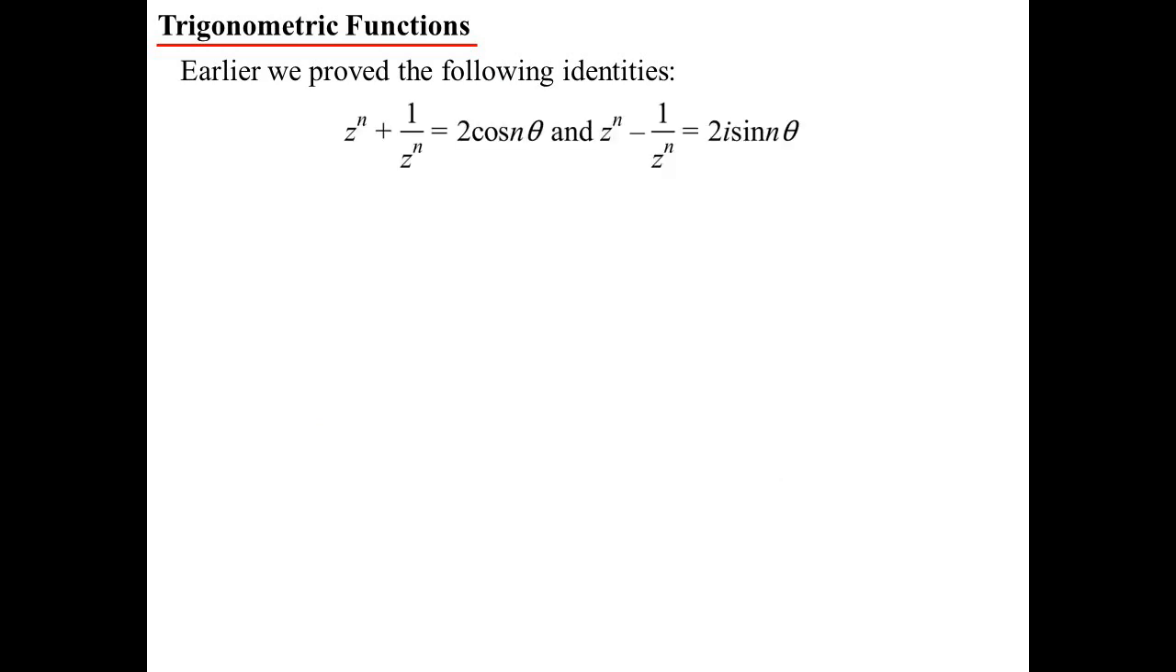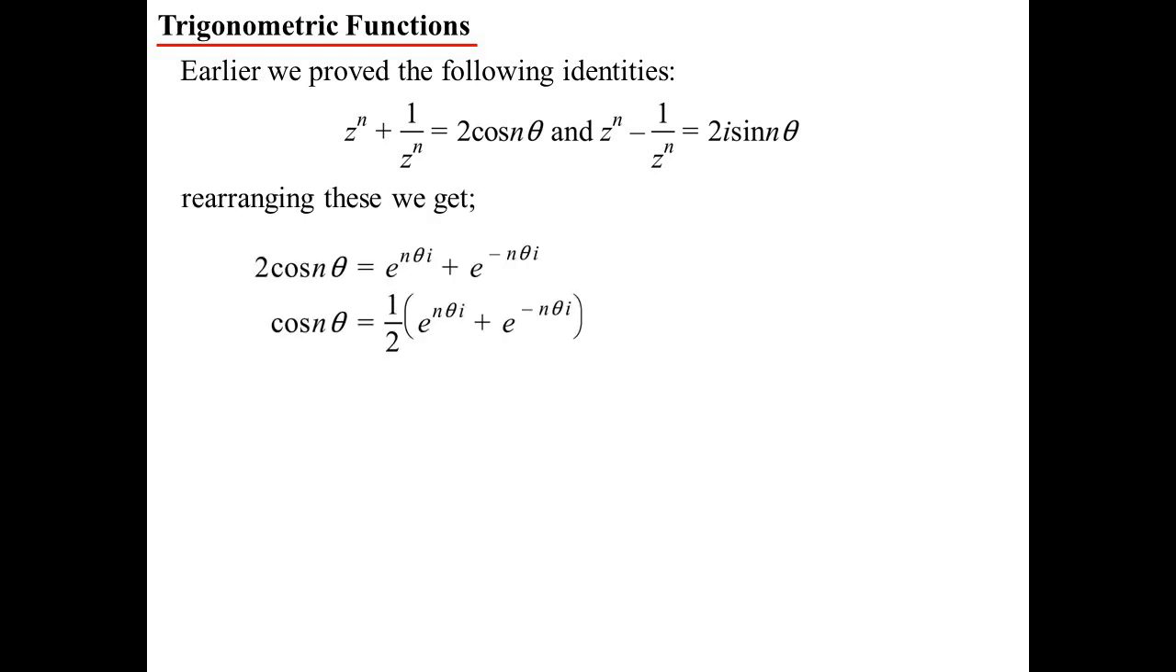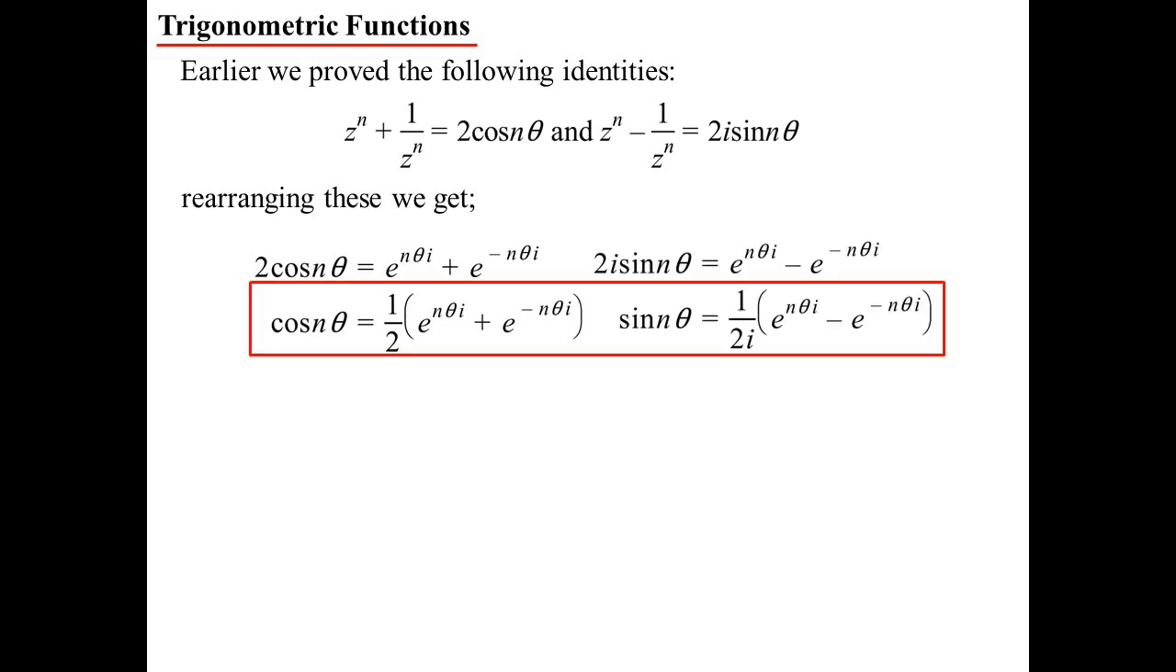So our trig functions, trig identities now. We've got another way of playing with trig identities. Remember these ones we did the other day, really useful. z to the power of n plus 1 on z to the n is 2 cos n theta, and then a similar one for sine. Okay. If I rearrange those, I can make cos n theta the subject, and I'll end up with a half, e to the n theta i plus e to the minus n theta i. And sine n theta, we rewrite that one, we'll get 1 on 2i, e to the n theta i minus e to the minus n theta i.